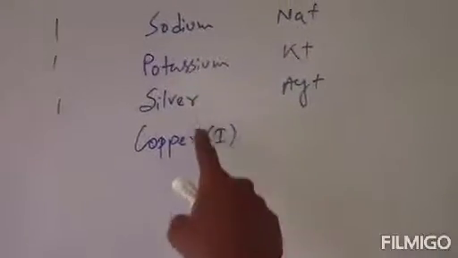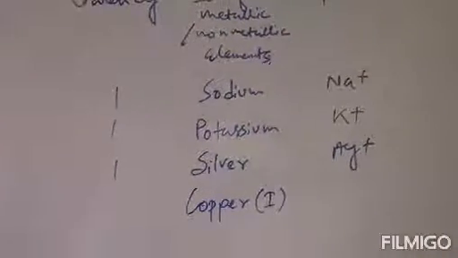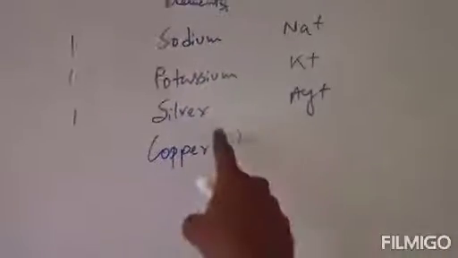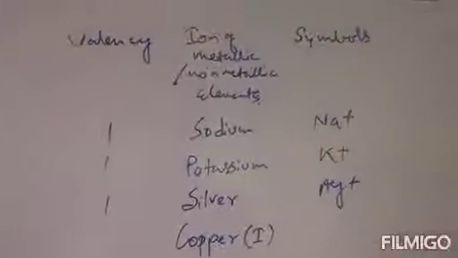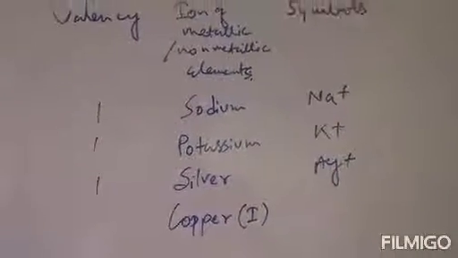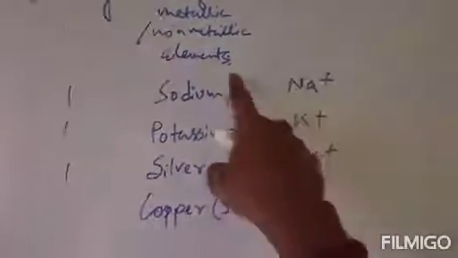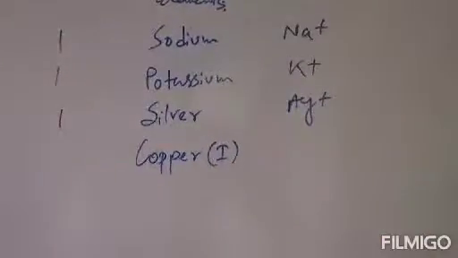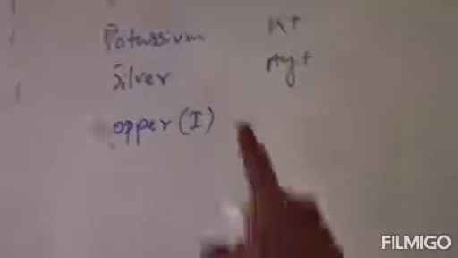If a metal or non-metal shows variable valency, the valency should be written in Roman form using a bracket. And if it has fixed valency, then there is no need to write numbers in Roman form in a bracket. But if it shows variable valency, the valency should be written in Roman form using a bracket.